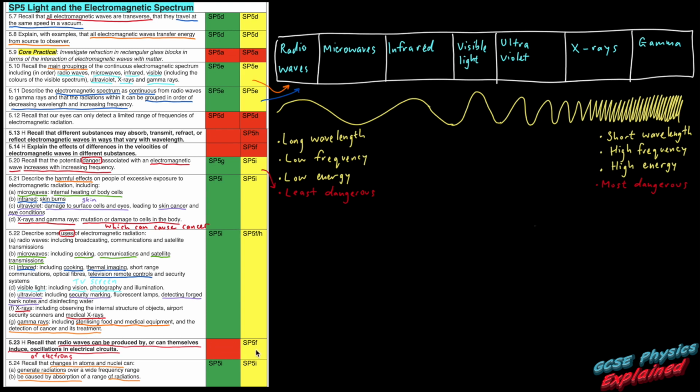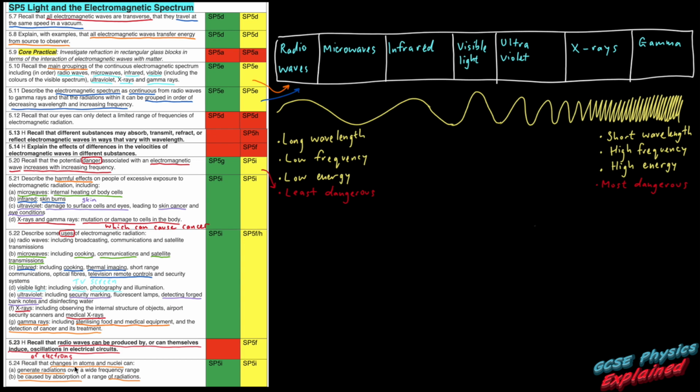Higher candidates need to know this. Foundation candidates don't. Recall that radio waves can be produced by or can themselves induce oscillations in electrical circuits. In other words, for 1 mark, radio waves can cause electrons to oscillate backwards and forwards in a circuit, and you can also use aerials to transmit those oscillations through the air and then be received at the other end, and those oscillations will make the electrons in the aerial oscillate at the far side where they're being detected.